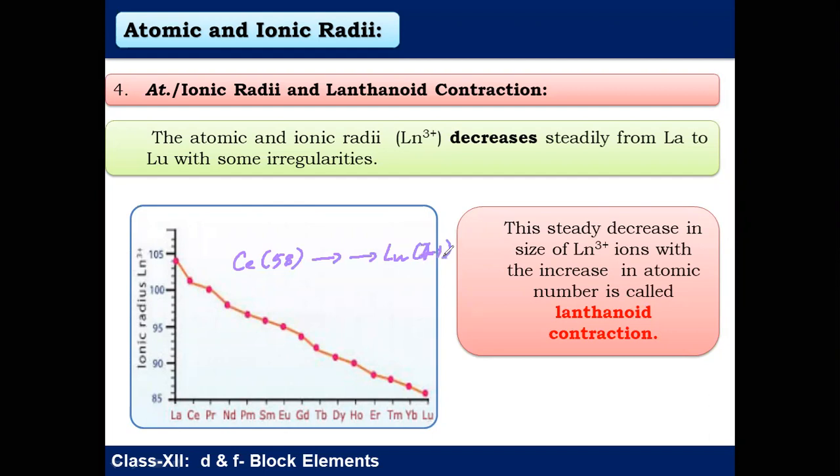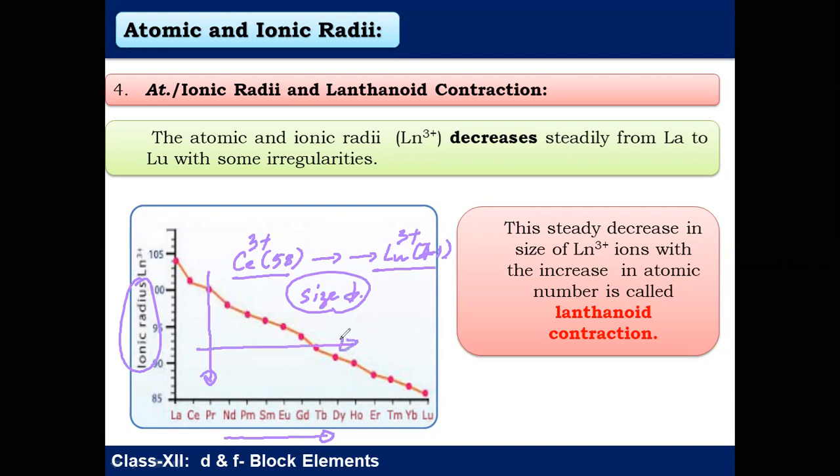So as one moves from left to right, this is atomic number plotted against ionic radii. As one is moving from cerium 58 to lutetium 71, for the 3 plus ions, the size is gradually decreasing. This gradual decrease in size as one moves from cerium 3 plus ion to lutetium 3 plus ion is known as lanthanoid contraction.